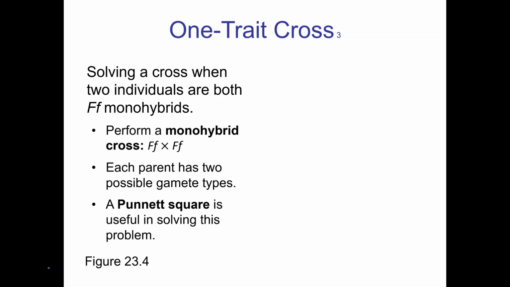Welcome back. So we're going to get into doing Punnett square crosses. When you have two individuals that are both monohybrids, which means they are both heterozygous, that's what this means. You have a big F, little f. Again, just to remind you, this is Freckles, and this is no Freckles.